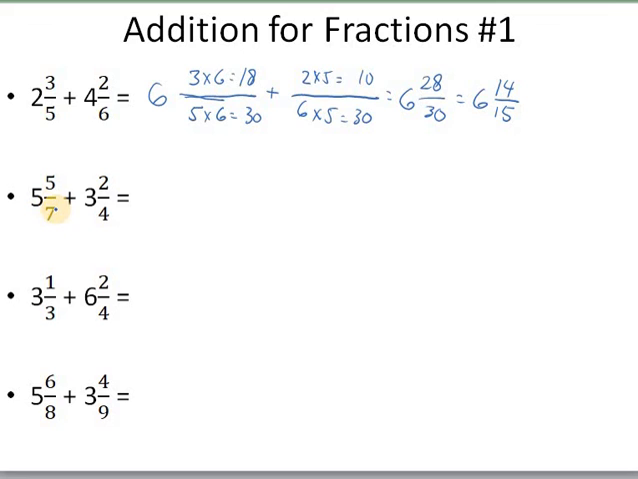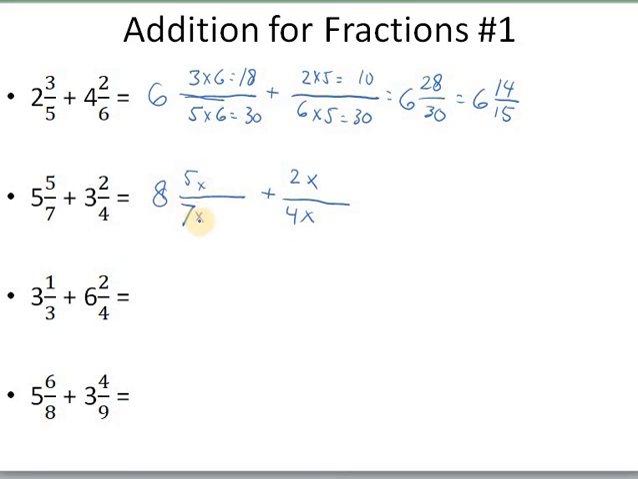Let's try this one again. You see 4 and 7, right? 4 cannot jump to 7, and there is no common factor. So what we need to do is times with each other. The first step, we add the whole numbers first. 5 plus 3 is 8. And for the fraction part, let me write down the original fraction with longer lines, and then this one 2 out of 4. What to do? Times with each other.